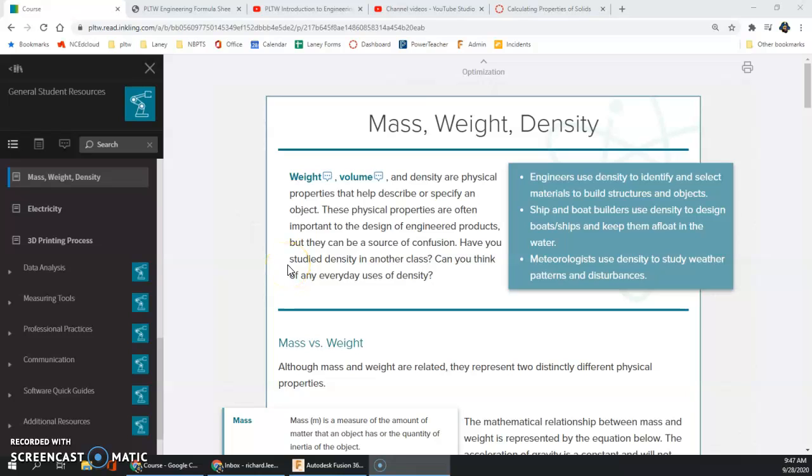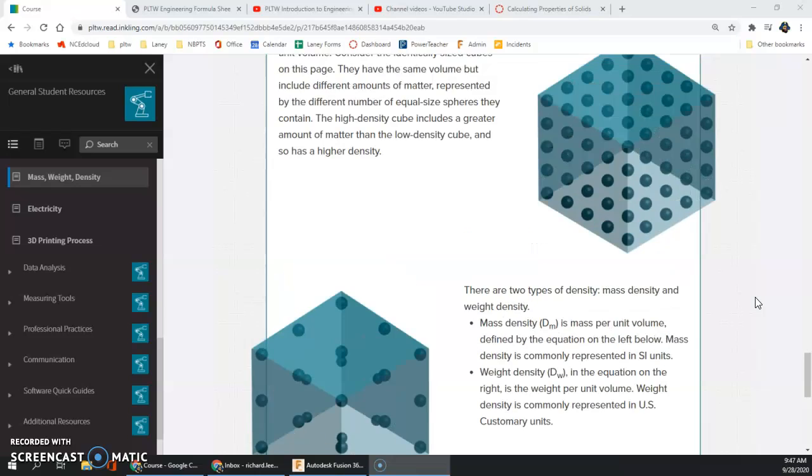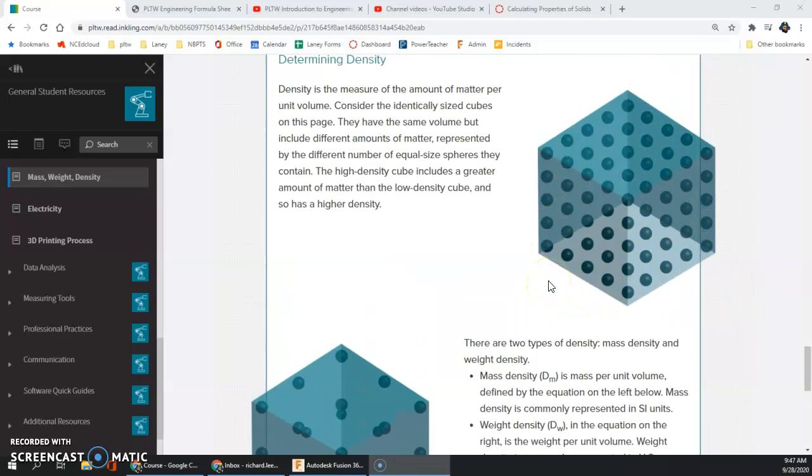After reviewing volume, let's review mass, weight, and density, starting with density. Here are a couple of pictures that represent density. Density is the amount of matter in a given volume or in a certain amount of space. So this represents high density and this is low density. These have the same amount of volume, but there's more material squeezed into this volume, so it's higher density.